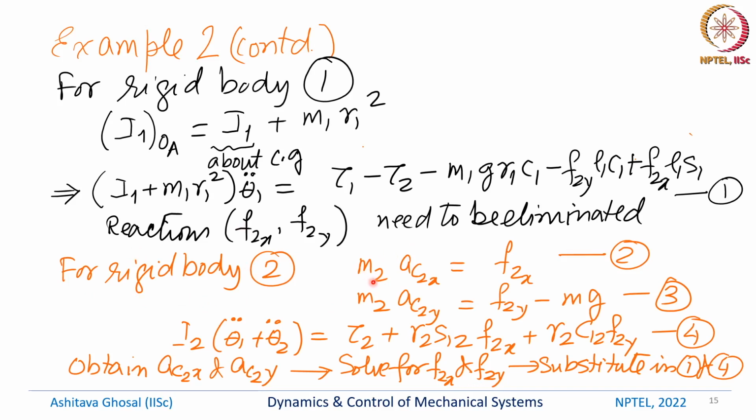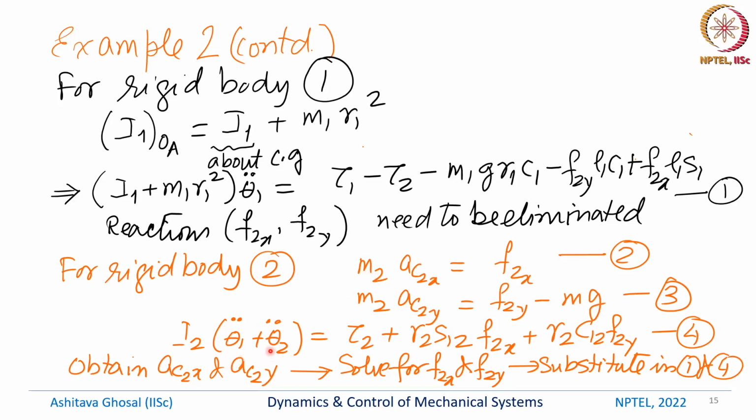So we know that from Newton's law, M2 into AC2x, which is nothing but the x component of the acceleration vector, is F2x, which is the x component of the force which is acting on the second link. Similarly, M2 into AC2y is F2y minus M2G. Remember, there is a force in the negative y direction, which is the weight of the second link.